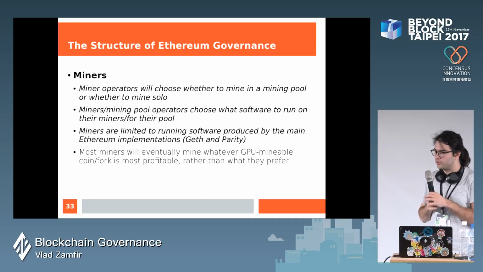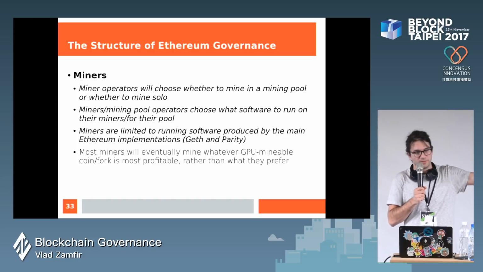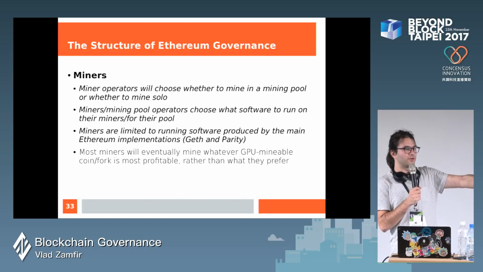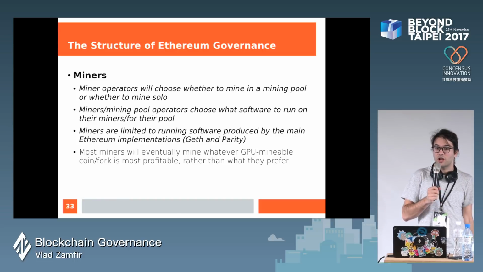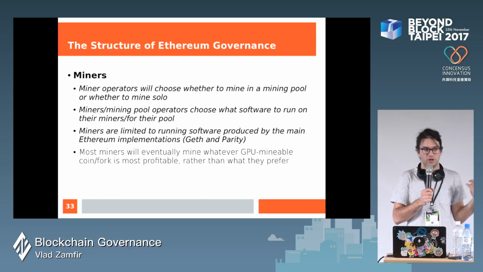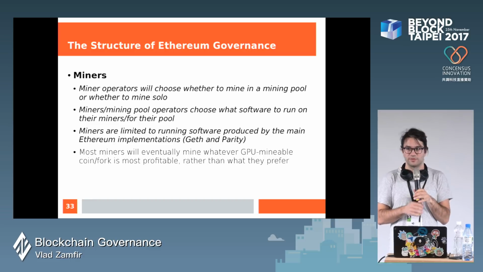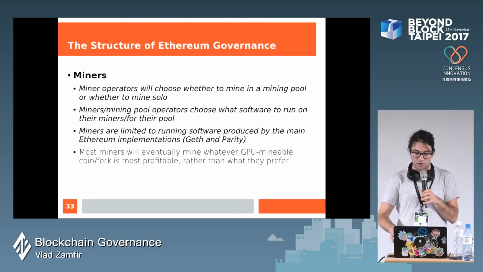Miners are in a very similar position, only they might elect to mine in a mining pool, in which case the mining pool operator becomes kind of their node operator. They are, however, not going to listen so much to their peers as they are going to listen to their profit motive. They're just going to follow and mine on whatever is most profitable.